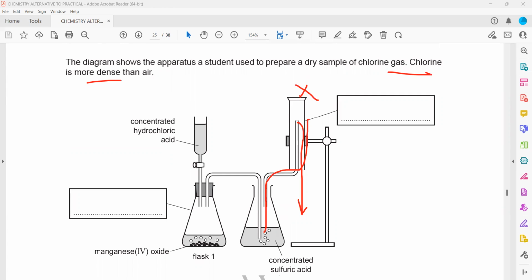Then what is the other error related to the experiment? The mistake? What else? If you check this conical flask, this flask is open. There is no bung there. So that is also a mistake. One is that the method of collection is wrong, and another is that the conical flask does not have a bung.